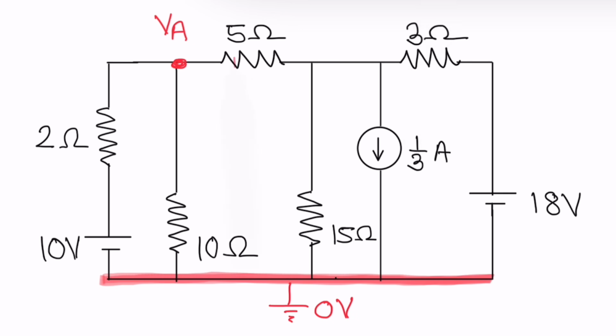Where is another node? See carefully. 1, 2, 3, 4. So 4 branches are meeting at this particular point. So this entire point is considered as a node. So how will we show node VB? This entire line, there is no resistance in between. So this entire line will be represented as node B.